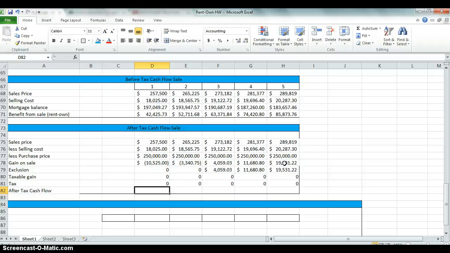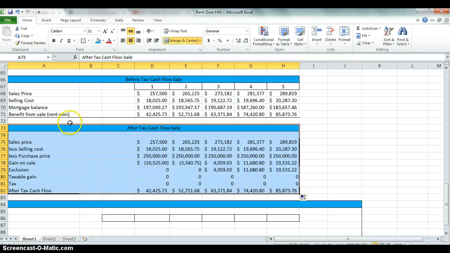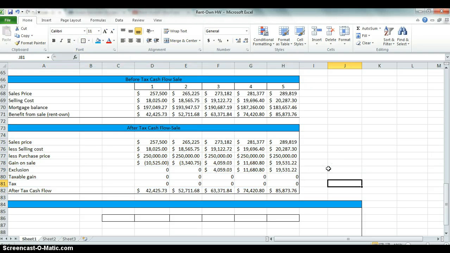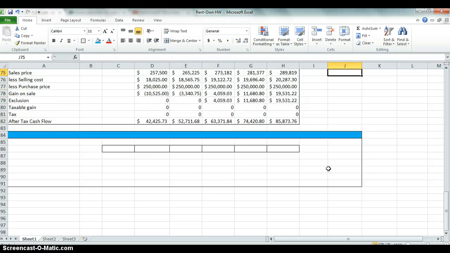And finally, for after-tax cash flow. Now for after-tax cash flow, we will have equal the benefit from the sale minus the tax, and the same thing for all the chart. So all of them are going to be pretty much equal to the benefit from the sale, because we're not paying any taxes on gain on sale, because we're not making more than $250,000 for an individual or $500,000 for a couple. So we're going to complete this chart in our next video.